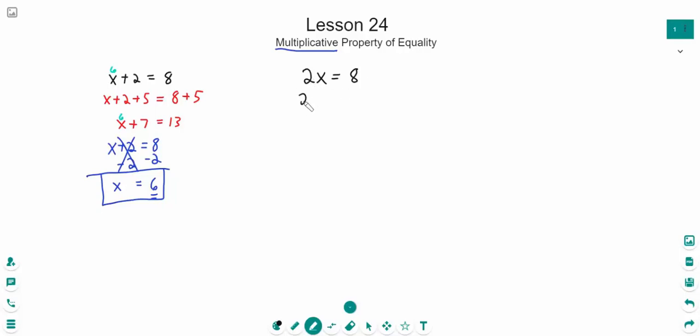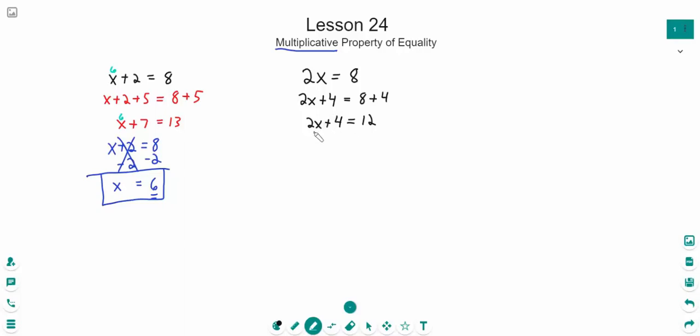I could try to add a 4, 2x plus 4, and then I'd have to do the same thing on the other side, equals 8 plus 4. But that wouldn't help me. I would just end up with 2x plus 4 equals 12. Now that is an equivalent equation to the first one, but in fact now the x is even less so by itself. There's more items, more numbers going on over here.